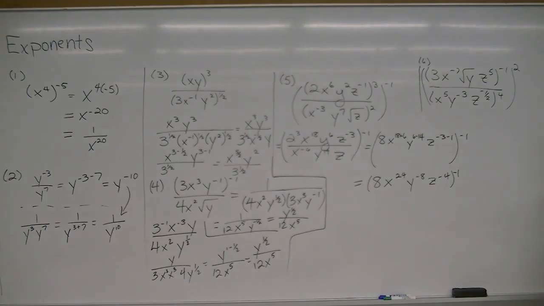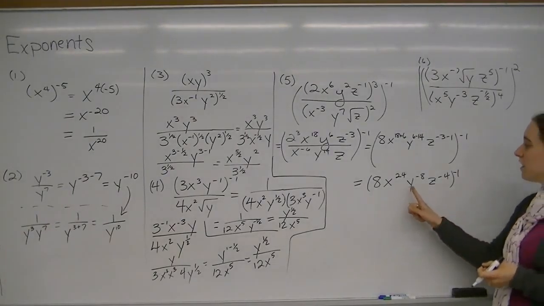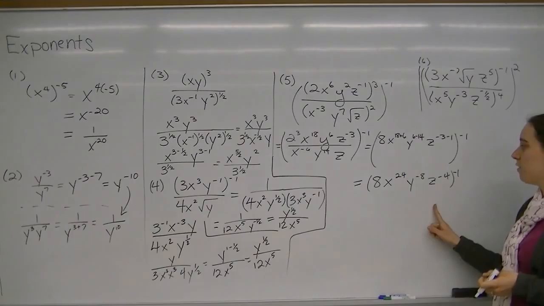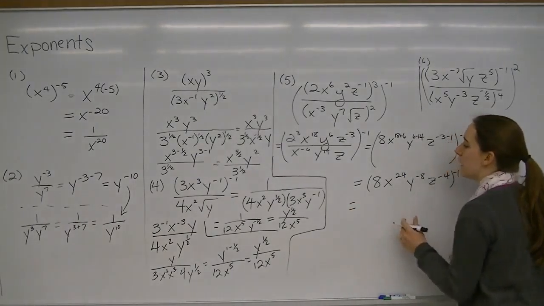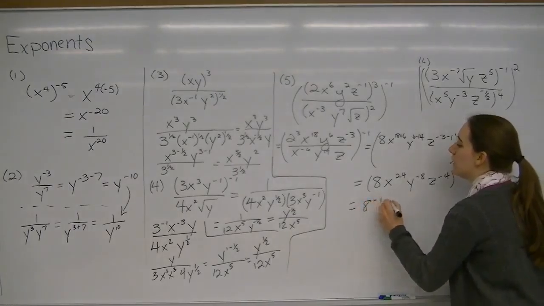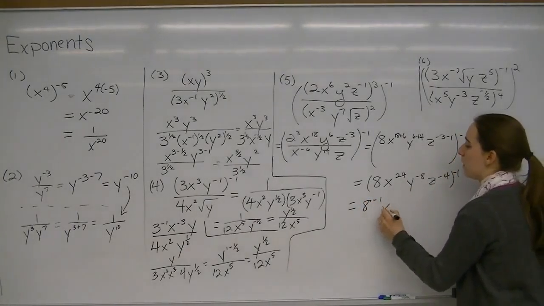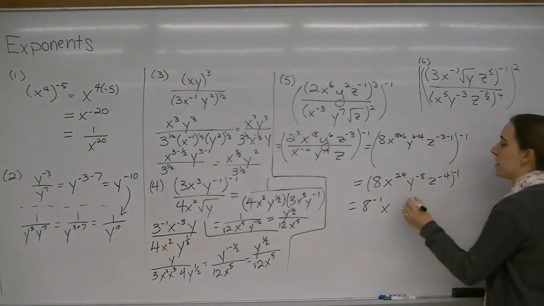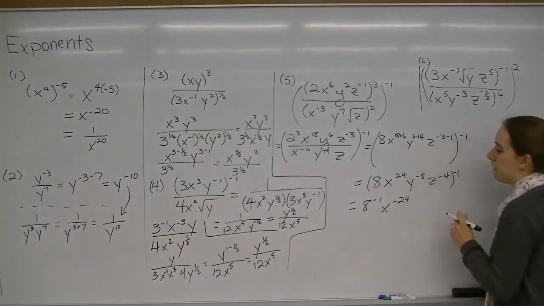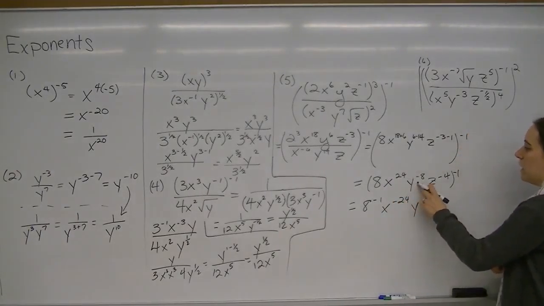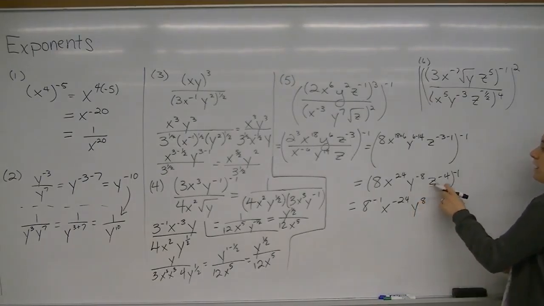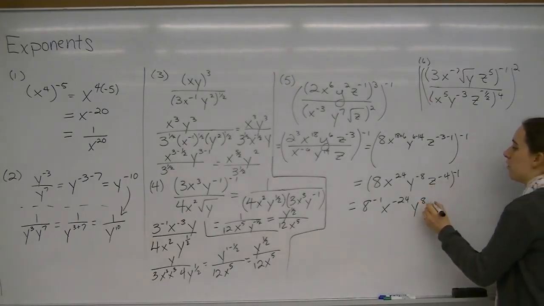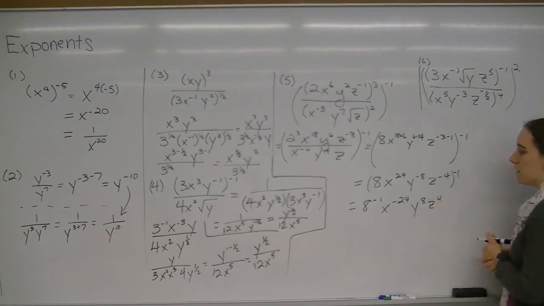Now, again, I have options here. I could either bring these down to the bottom now, or I can distribute the negative 1 first. Let's distribute the negative 1 first. So I have 8 to the negative 1. I have x to the 24 times negative 1, so negative 24. Y to the negative 8 times negative 1, so positive 8. And z to the negative 4 times negative 1, so z to the positive 4.